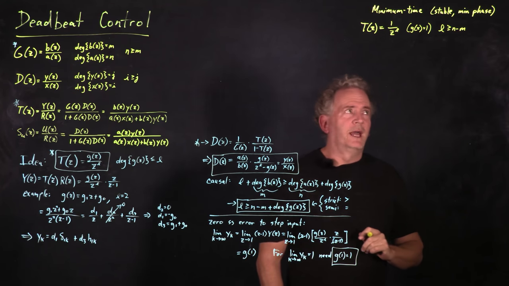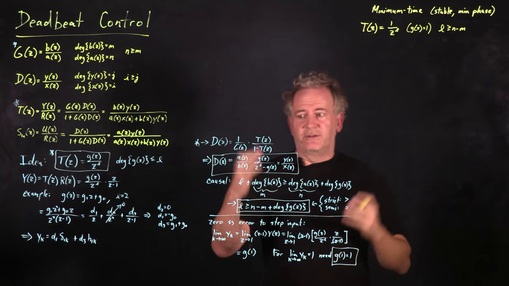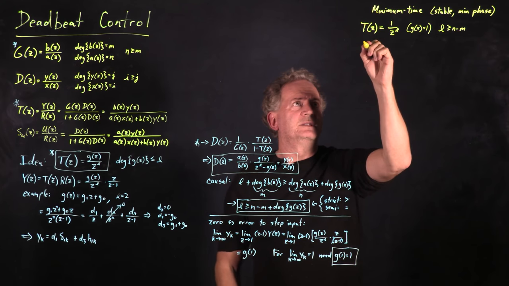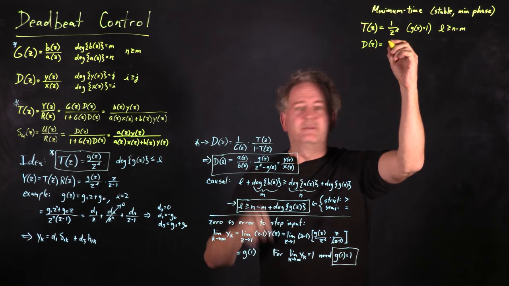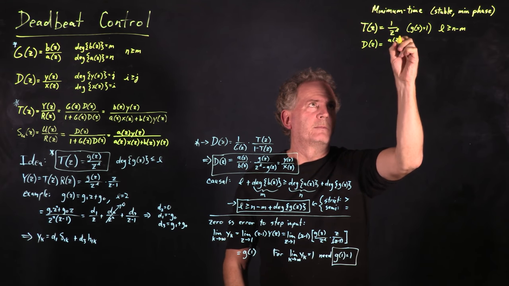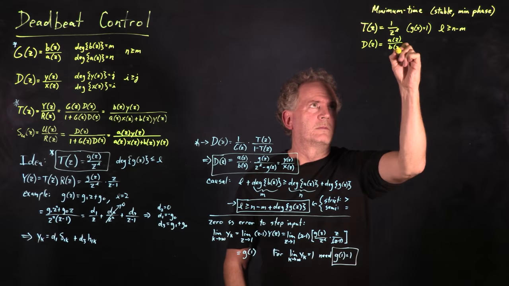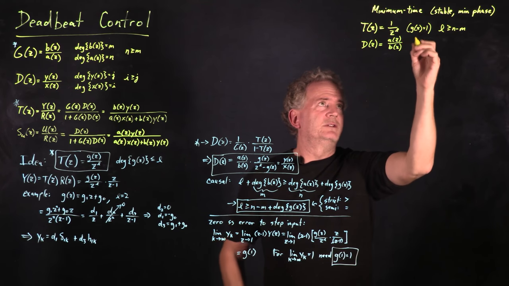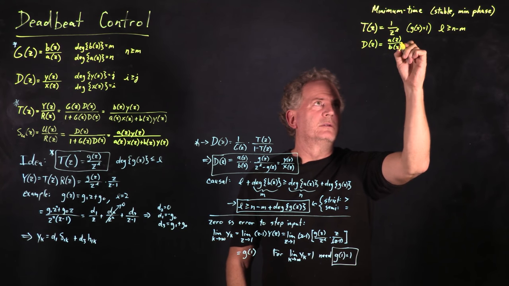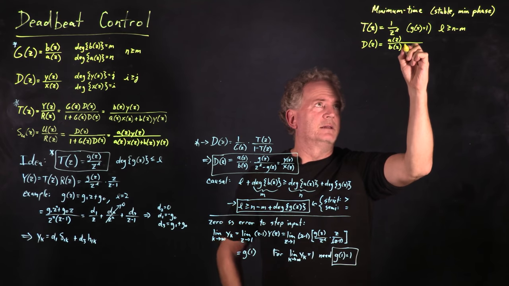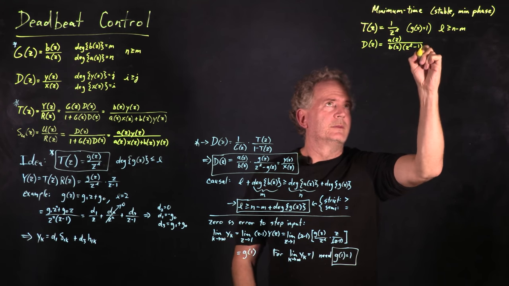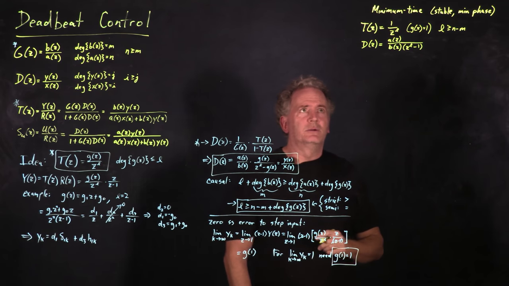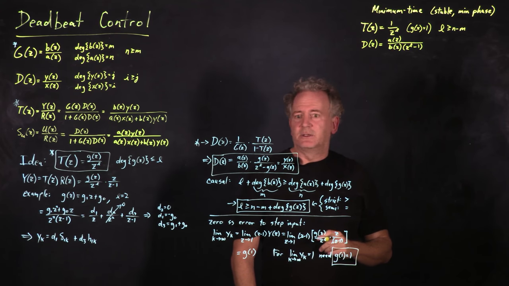All right, and so now we can just calculate what D of z is. We have an expression for it. So D of z is simply equal to A of z over B of z times G of z, which is 1, over z to the L minus 1. So that's the controller that gives you that minimum time deadbeat controller.